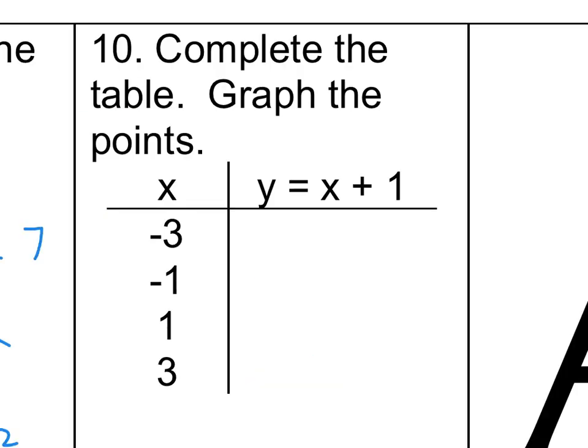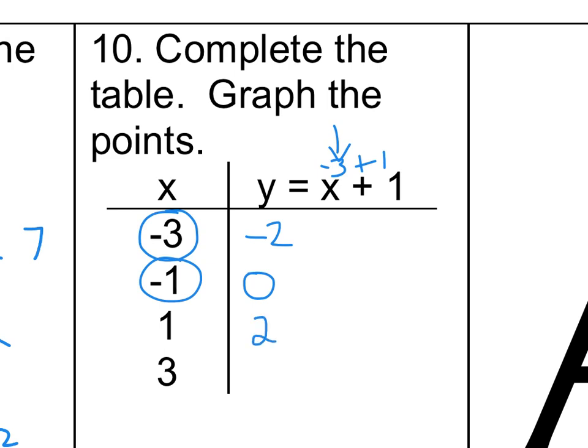And so for number 10, we're just going to use our formula on the right to plug in x, in this case, -3 for the first one. All right, so we have -3 plus 1. So y would be -2. If we have -1 plus 1, y would be 0. If we had 1 plus 1, y would be 2. And 3 plus 1, y would be 4.